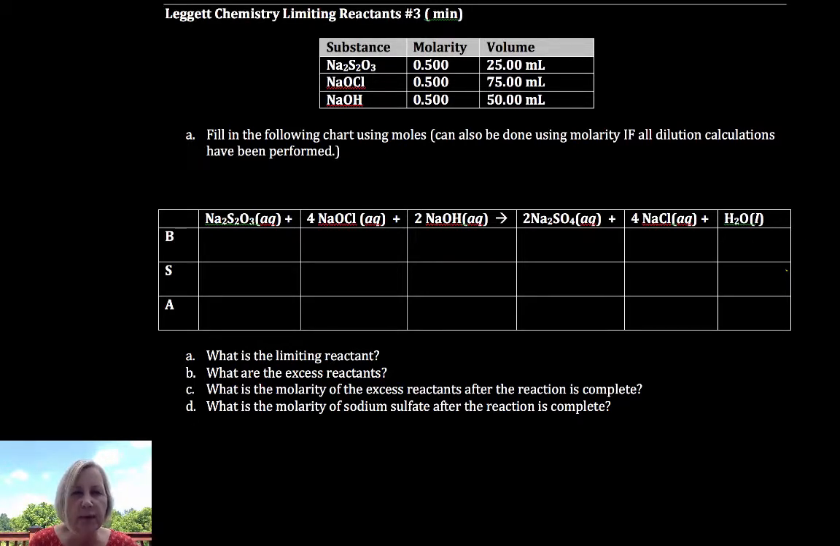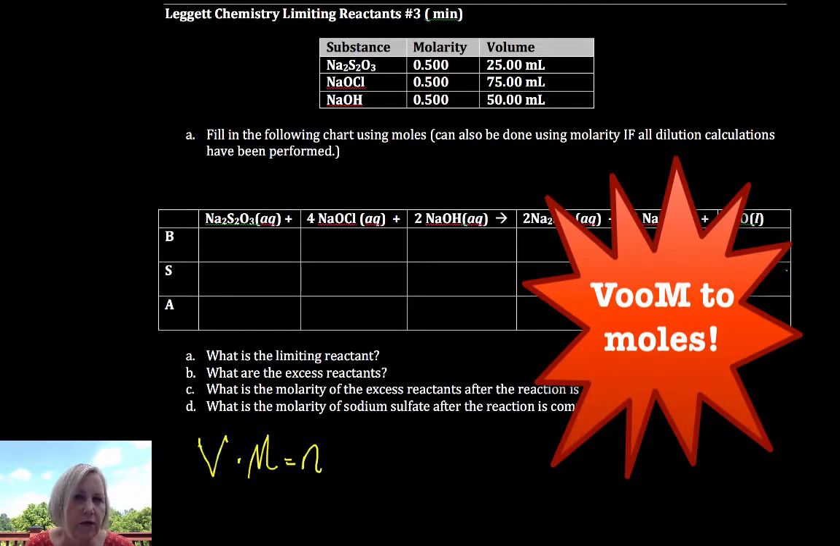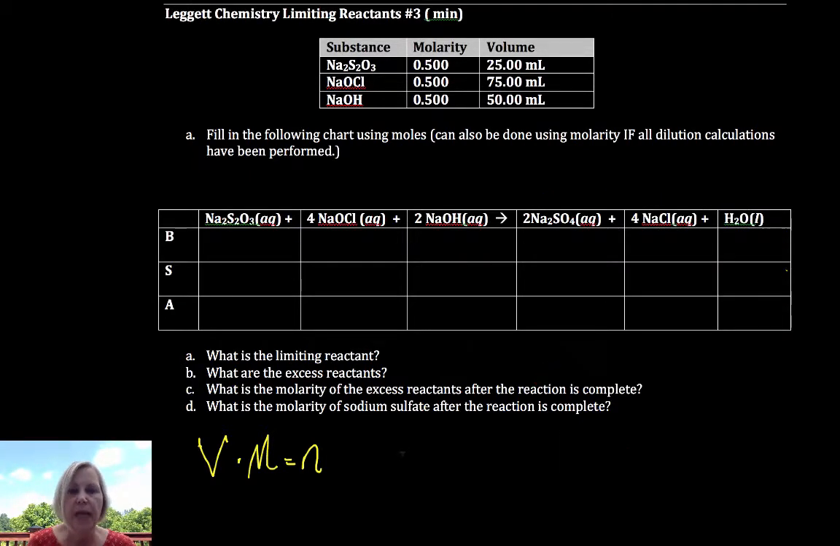And so the first step we need to do is find our before moles. And it's handy to bear in mind that volume times molarity is equal to moles. So I like to say you voom to moles. I use volume 1 molarity 1 equals volume 2 molarity 2 for dilution, and I call that voom voom. And so we're going to voom to mole. But the key is you have to have liters. So we have to convert these to liters.